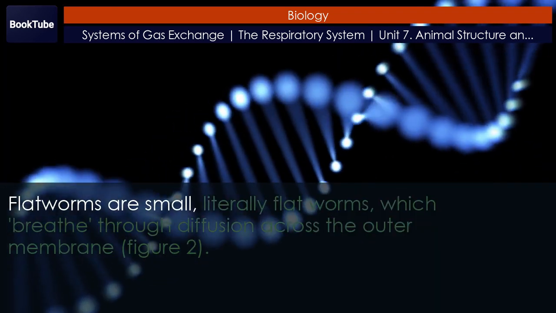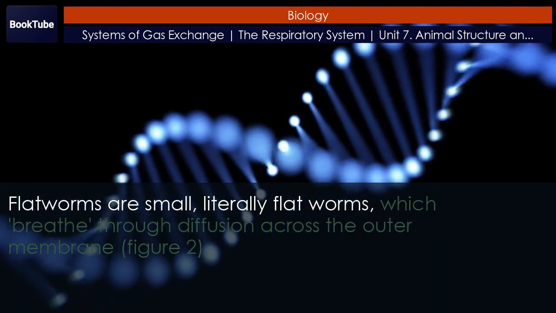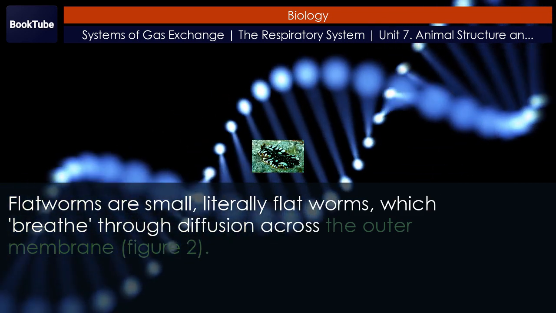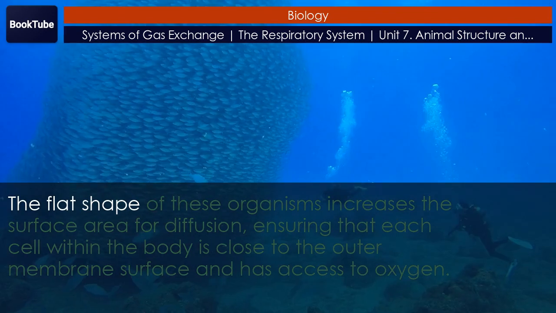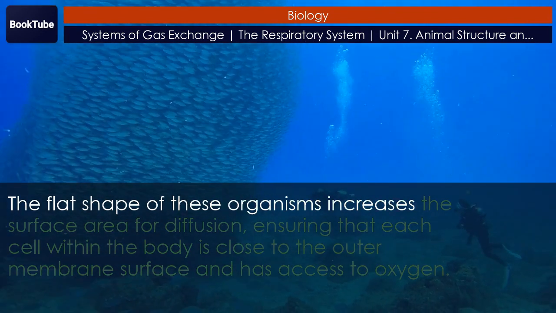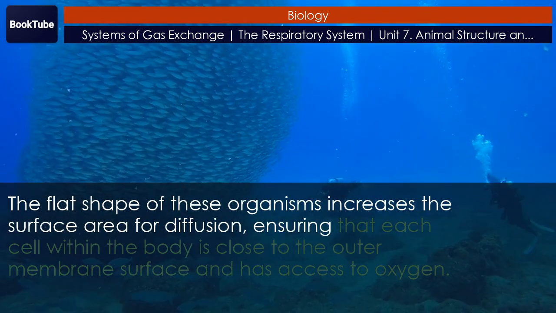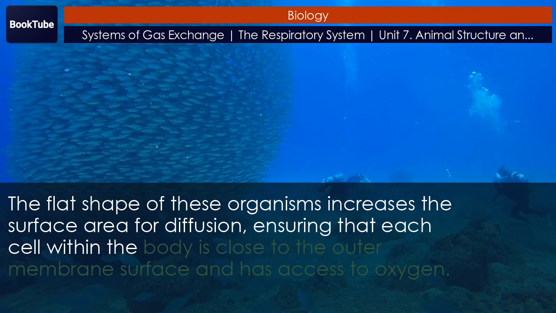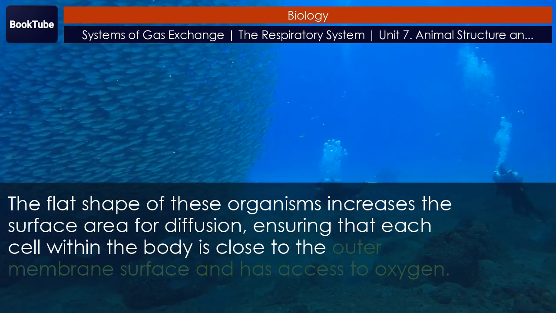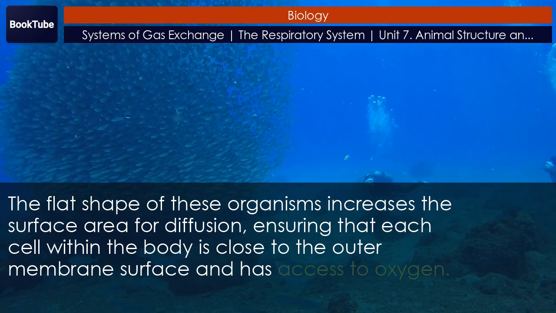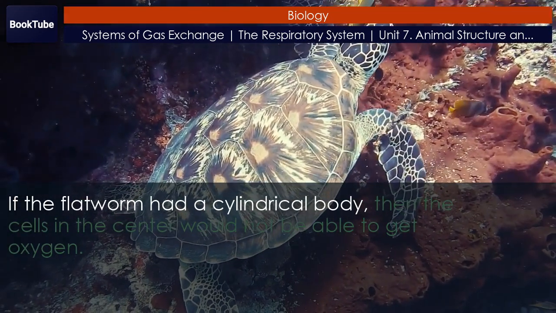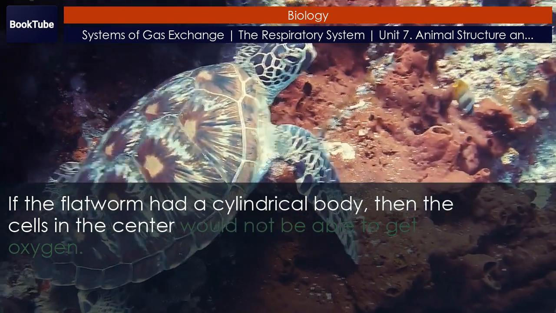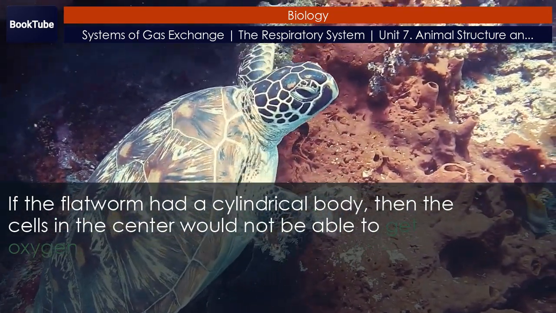Flatworms are small, literally flat worms, which breathe through diffusion across the outer membrane. Figure 2. The flat shape of these organisms increases the surface area for diffusion, ensuring that each cell within the body is close to the outer membrane surface and has access to oxygen. If the flatworm had a cylindrical body, then the cells in the center would not be able to get oxygen.